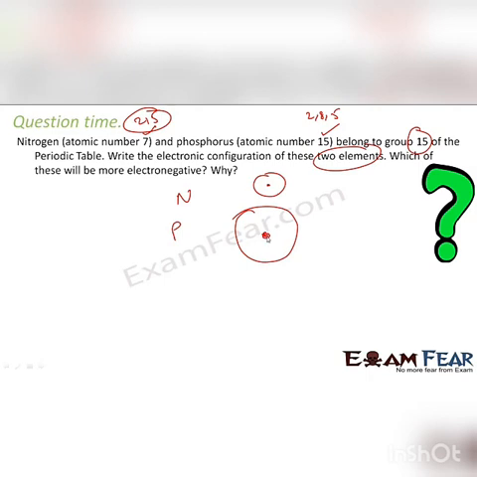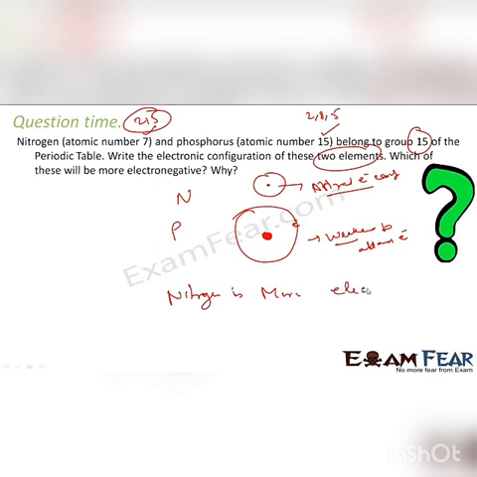Since the atom size has increased, the force between the nucleus and the outer electrons has decreased. So the nucleus of phosphorus is weaker at attracting electrons, and nitrogen can attract electrons easily. So nitrogen is more electronegative. Why? Because the nitrogen atom is small and it can attract electrons easily as compared to the phosphorus atom.